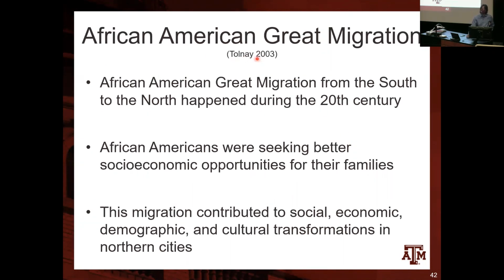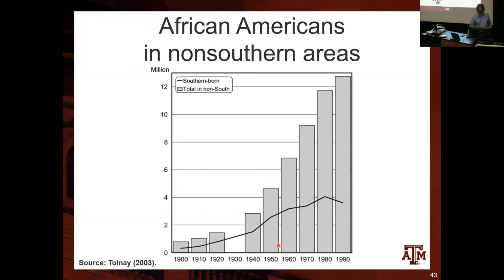And then I got data from another article, and also the next graphs, the next maps as well, to show this African American Great Migration and explain a little more. The African American Great Migration from the South to the North happened during the 20th century. African Americans were pretty much just looking for better socioeconomic opportunities for their families by going to the North. This migration contributed to social, economic, demographic, and cultural transformation of cities in the north of the US. And in this graph here, we just see the trends of African Americans in non-southern areas.